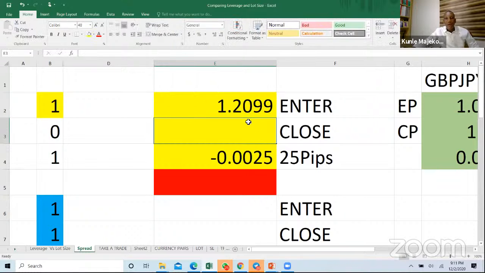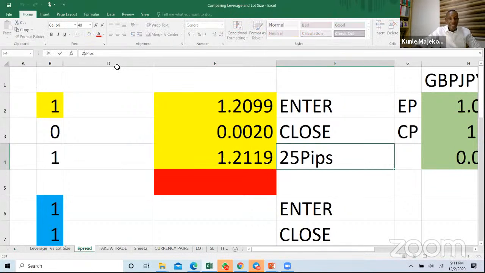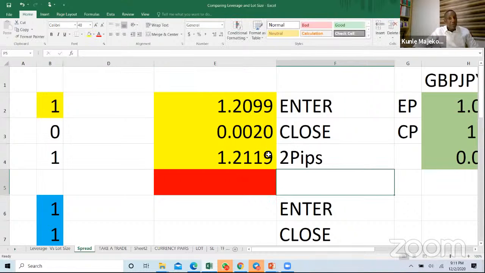Now, if I have 1.2099 and I want to add 20 pips to it, it is 0.0020. That is what 20 pips is. Okay? And then if I add it to it, let me make sure that this is what it is. If you add this, it becomes 1.2119. Am I right? That is 20 pips. Okay? 20 pips is what it is.